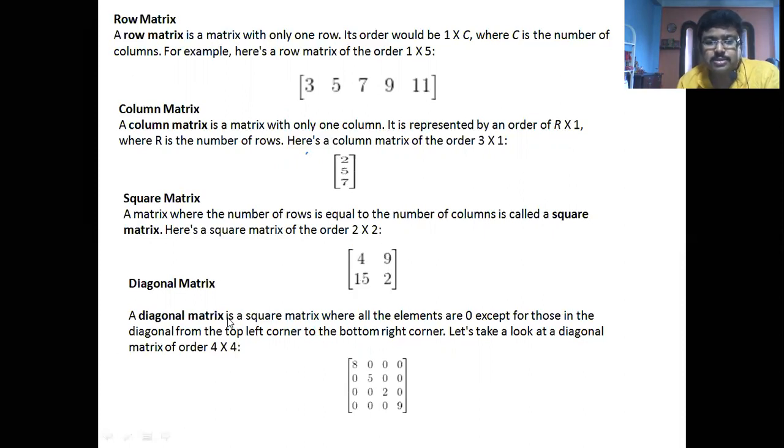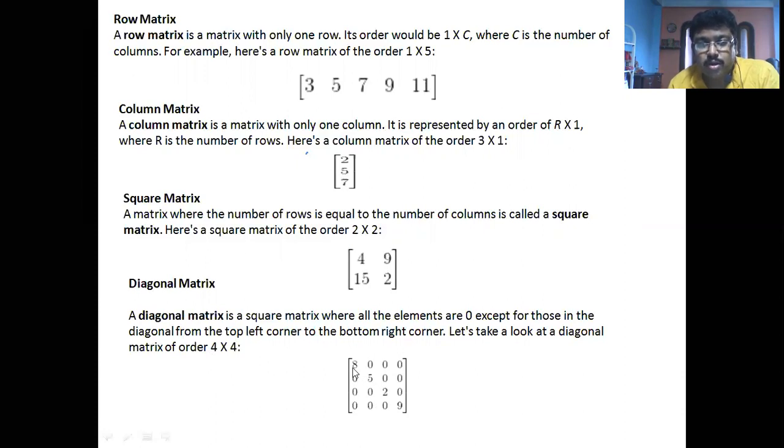Now diagonal matrix. A diagonal matrix is a square matrix. Look at this example. It is also a square matrix. Its number of columns is 4 and number of rows is 4. So it is a square matrix. A diagonal matrix is a square matrix where all the elements are 0 except for those in the diagonal from the top left corner to the bottom right corner.